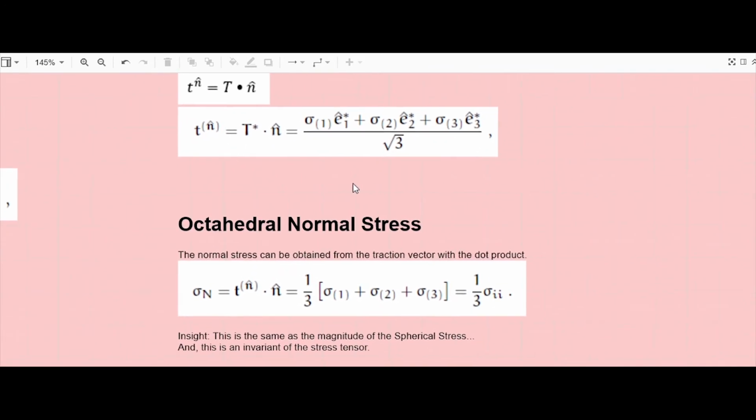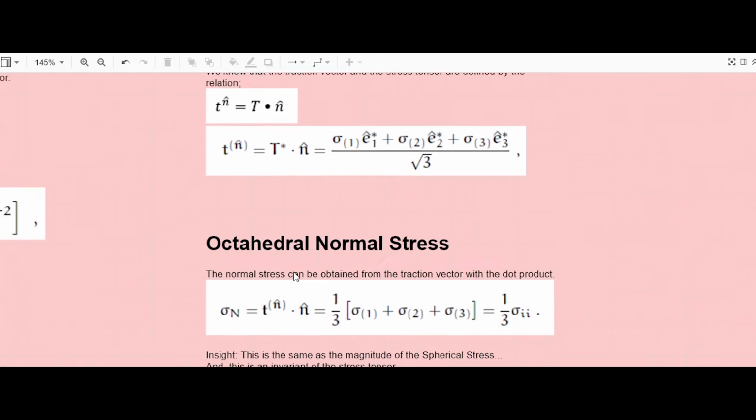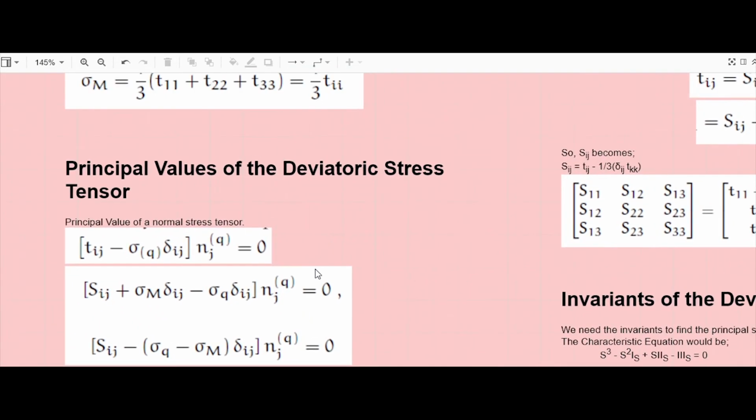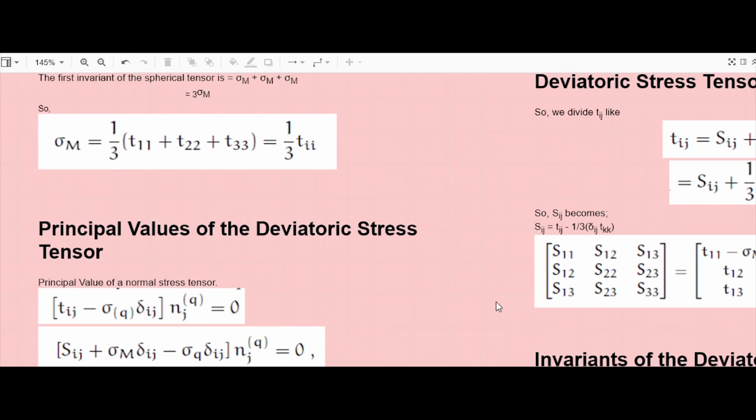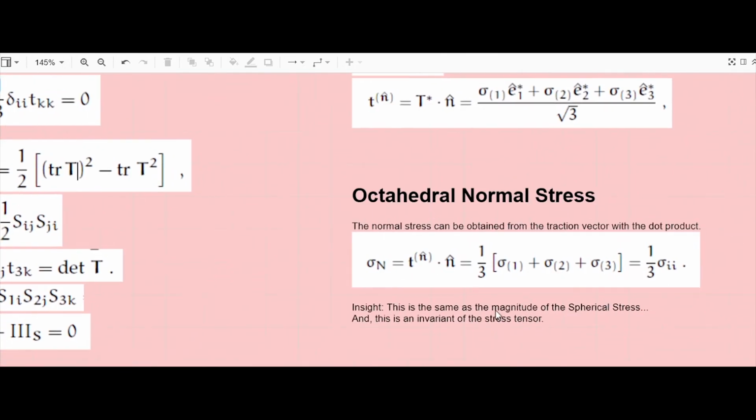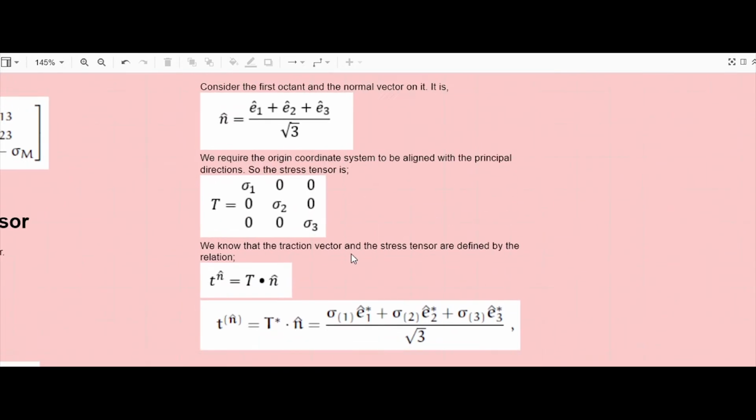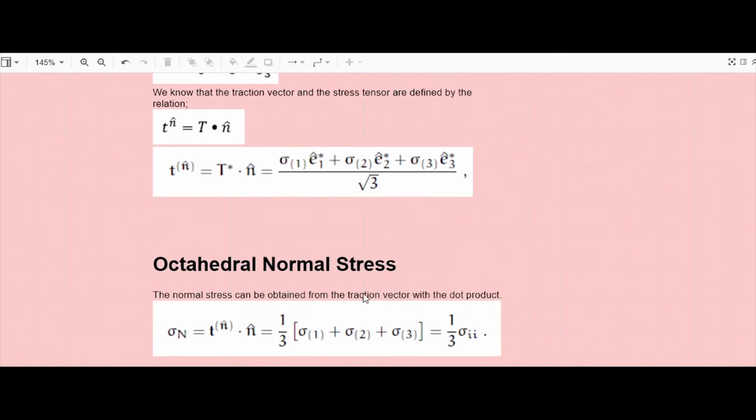Now we get to what would be the normal stress acting on that slanted face. For that, all we have to do is to take the product of this traction vector with the unit normal vector, and that is easy as well. We get something interesting. The octahedral normal stress is equal to the magnitude of the spherical state of stress, and it is an invariant of the tensor, so it will be equal in all the 8 octants, regardless of what unit vector we had decided to start with.